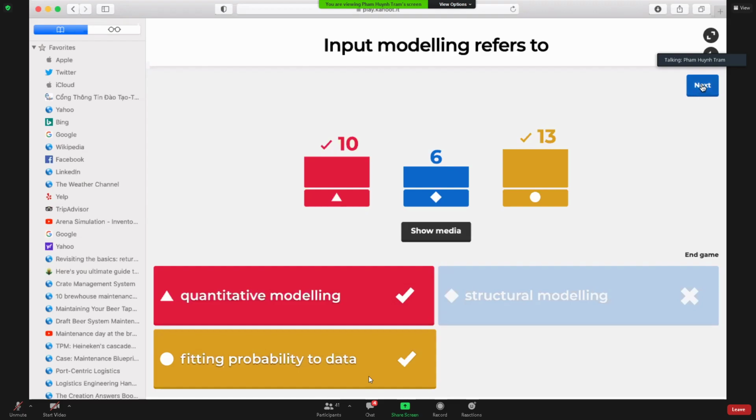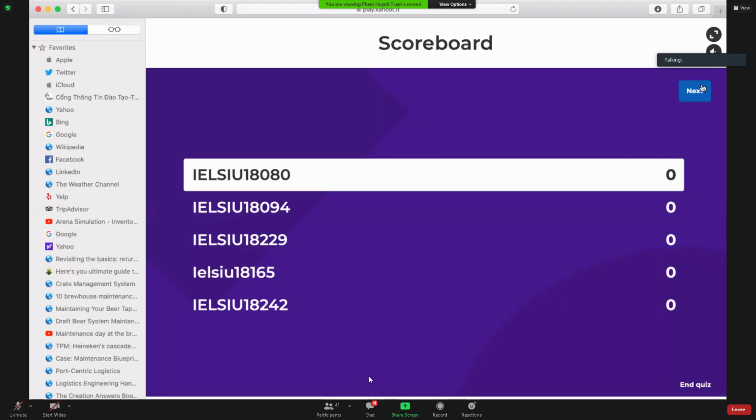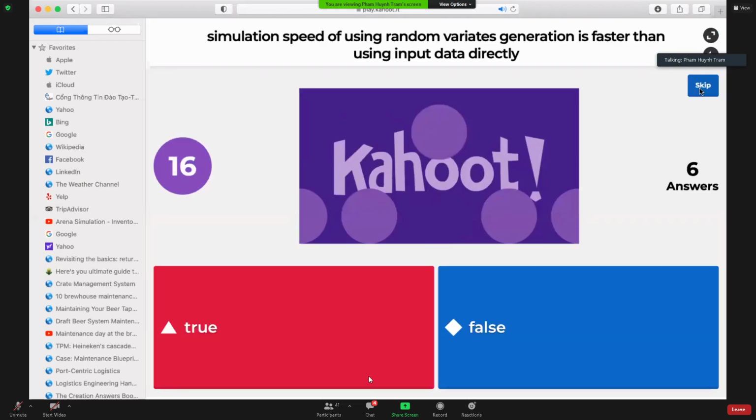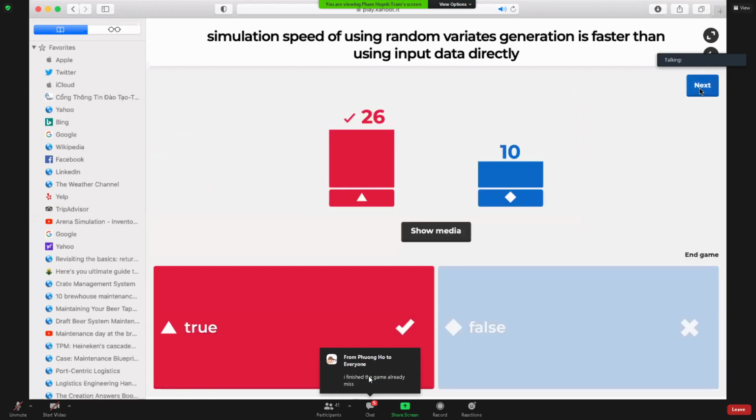All right, next question. Simulation speed of using random variate generation is faster than using input data directly. Is it true or false? Great. It's true, right? So one advantage that we fit a probability distribution to our data instead of using it directly is the speed. So two thirds of the class answered correctly. Well done.